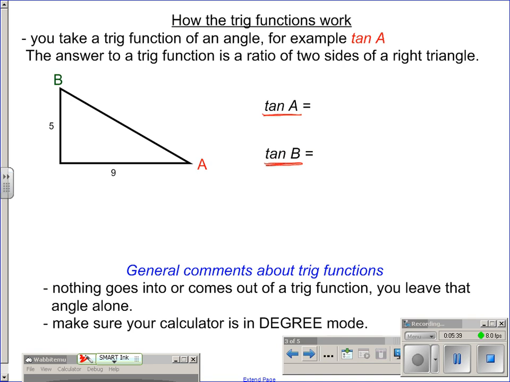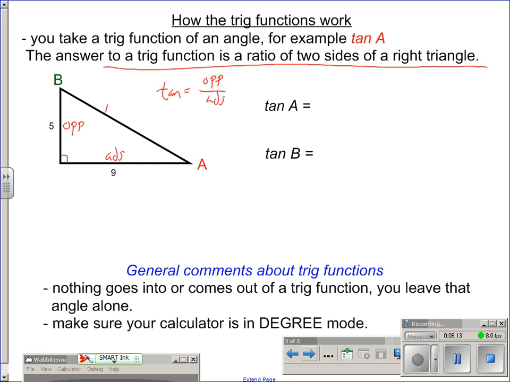When you take the tangent of an angle measurement, the answer is a ratio of two sides of that right triangle. So the tangent ratio, again, it's specific. It's opposite over adjacent. All right, so if we take the tangent of angle A, looking at this picture, angle A is right here. The tangent ratio is always opposite over adjacent. So if we look at angle A, 5 is the opposite side, 9 is the adjacent side.